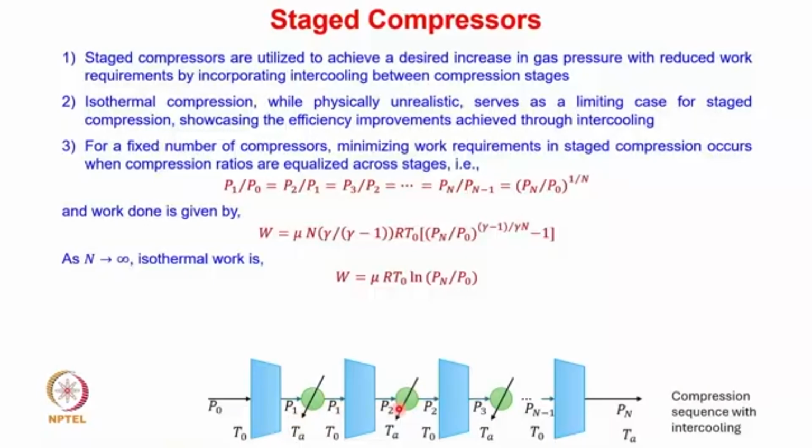A typical schematic is shown here. You can see that there are n compressors one after another, the output of one is given to the next, and in between we can have interstage cooling. Based on that, we can have higher efficiencies. Okay, so in this particular equation, if we take n tending to infinity, the isothermal work required is given as W equals mu RT naught ln Pn by P naught.